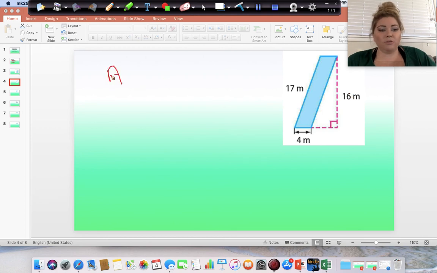So I want you to first write the formula, area equals base times height. The base and the height are where the right angle meets. So this is our right angle. Our base is the 4, and our height is the 16.